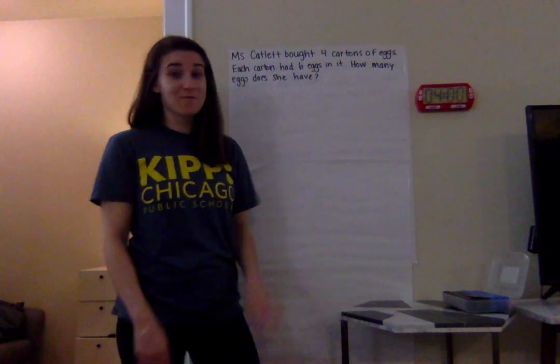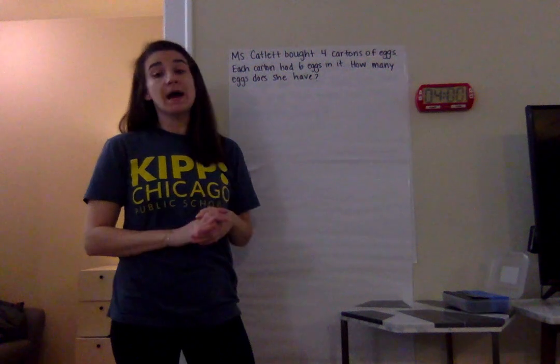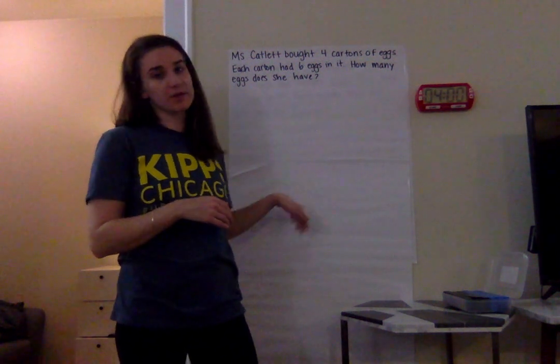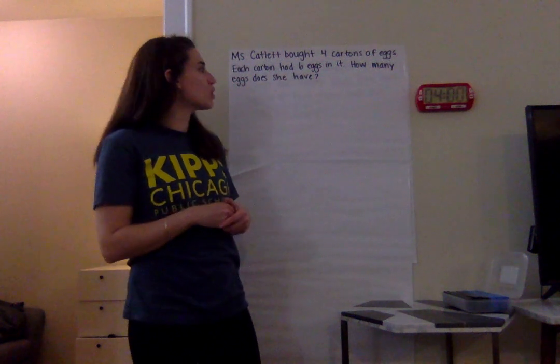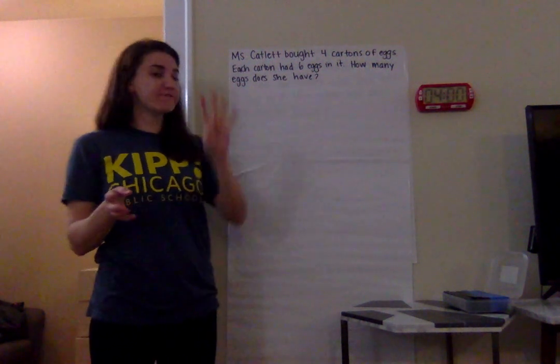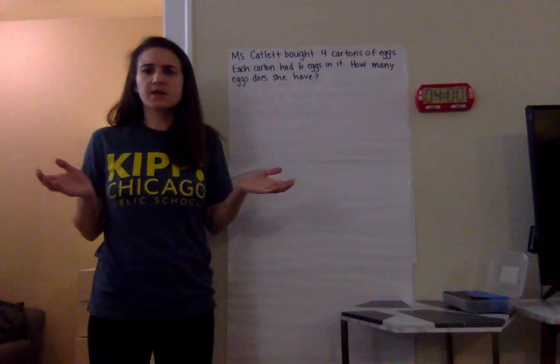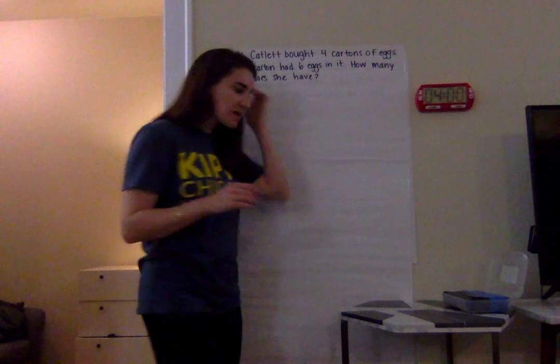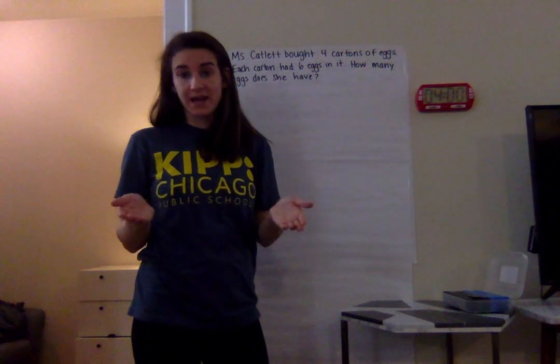All right, kiddos, I cannot wait for you to help me solve this problem. I'm going to show you two different ways that I solved. My cubes are going to be the same way, but I'm going to draw it a little bit differently. So when I was thinking about this, I was thinking to myself, Ms. Catlett bought 4 cartons of eggs. A carton is like a box. Okay, so she bought 4 cartons. And each carton had 6 eggs inside it.